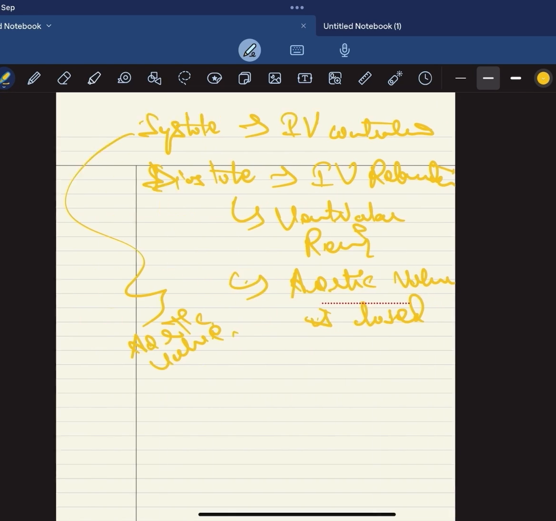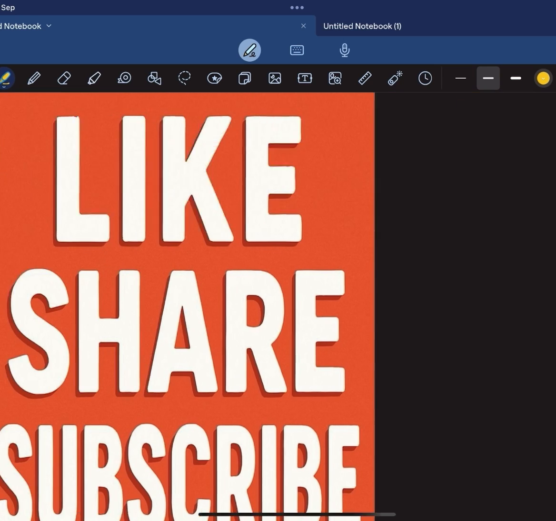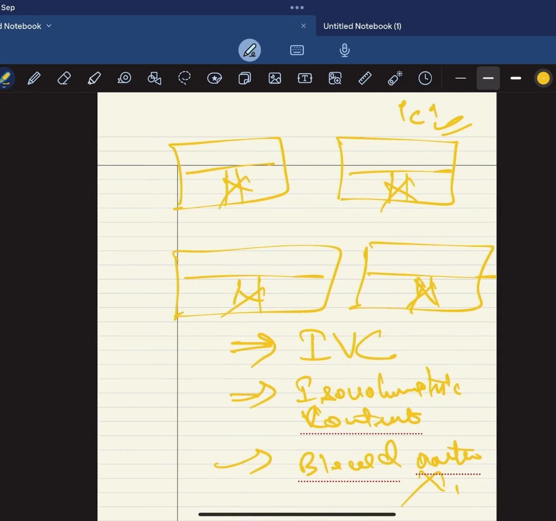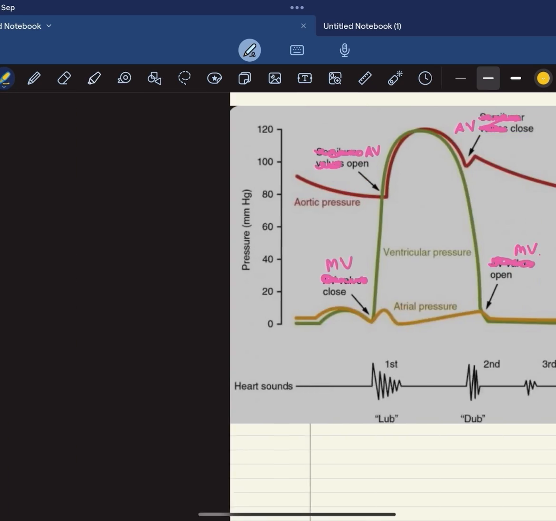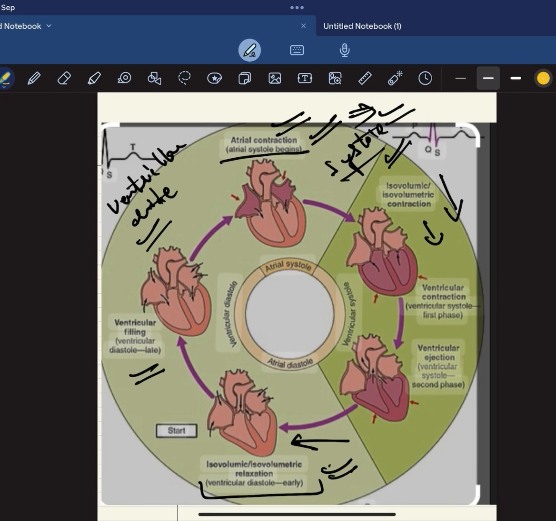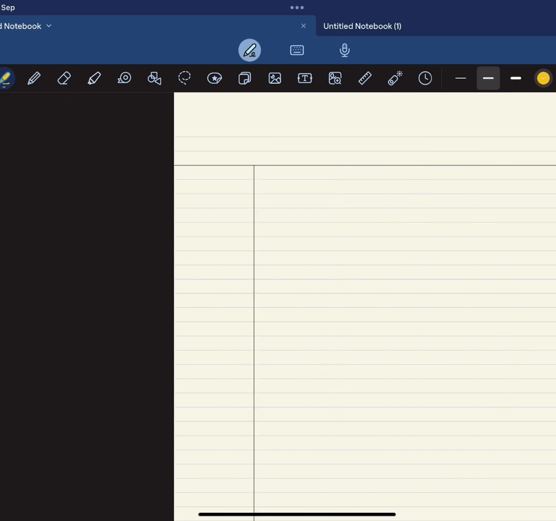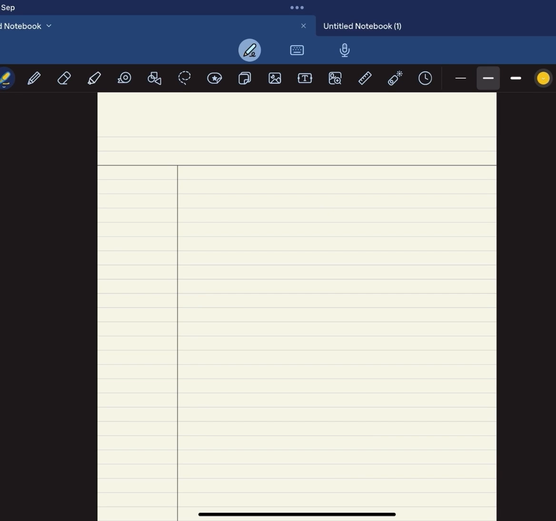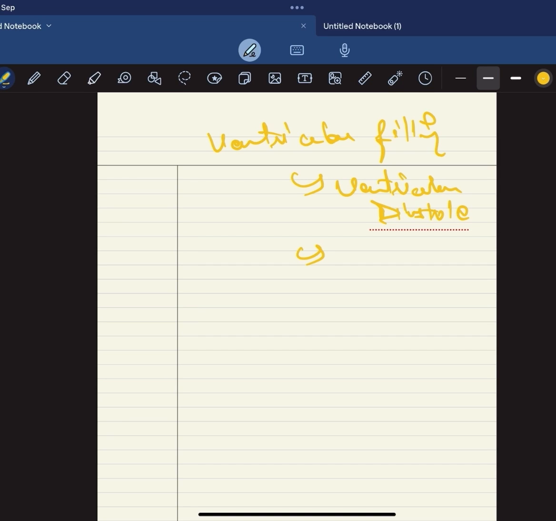So this is what I wanted to describe to you about the cardiac cycle. Let's see it again. It starts with the isovolumetric contraction, then the ventricular ejection, then ventricular relaxation, that is the ventricular diastole. Now in diastole, the ventricular filling takes place. For the ventricular filling to take place, it is called the ventricular diastole, when the ventricle is getting filled with blood from the atrium.